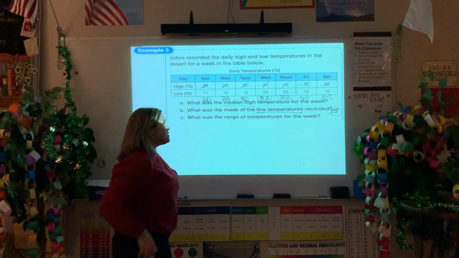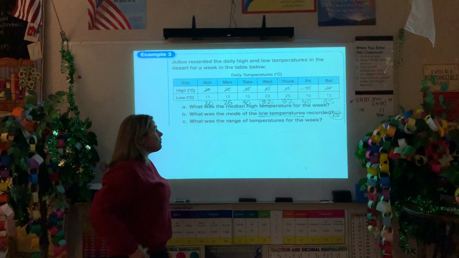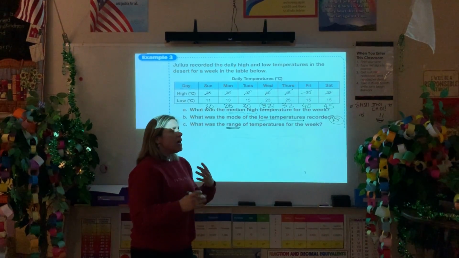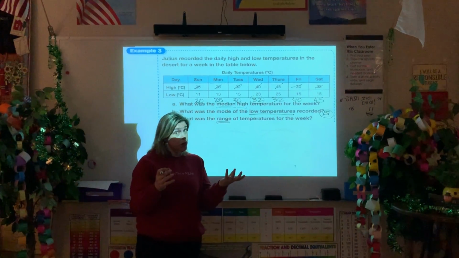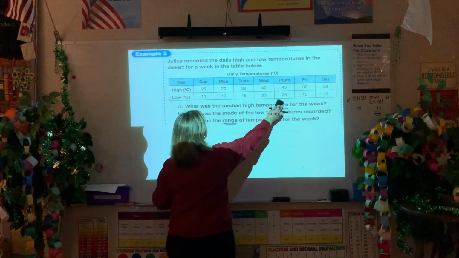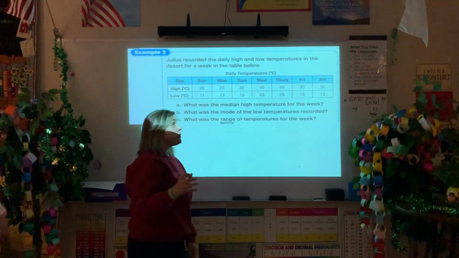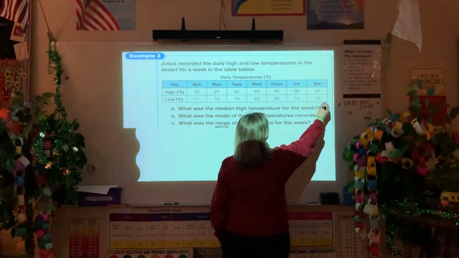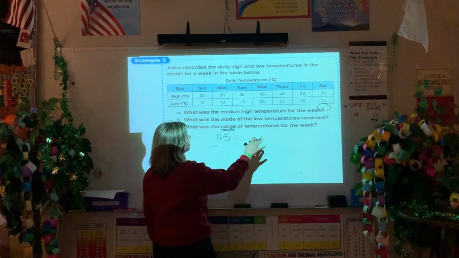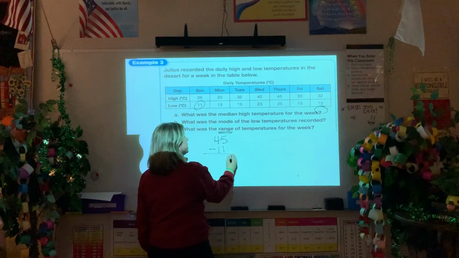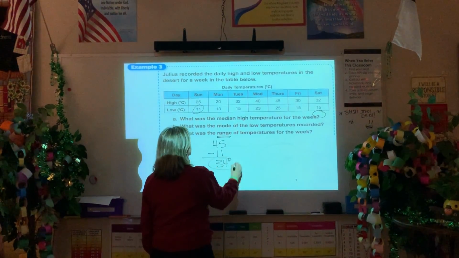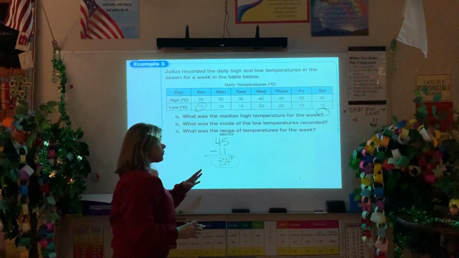And then the last one, C, what is the range of temperatures for the week? Now remember, range here, they're not looking for 2 numbers. You have to use 2 numbers to find the range, but the answer is not 2 numbers. The final answer is the difference between the highest and the lowest. So the highest high, we found out when we wrote these here, was 45. So we have 45, and then we're going to subtract the lowest low. And the lowest low here was 11. So we're going to subtract those numbers. 45 minus 11 is 34 degrees. So the range of the temperatures of the week was 34.